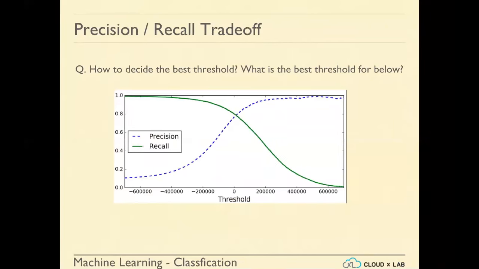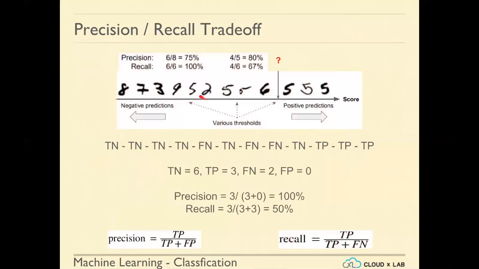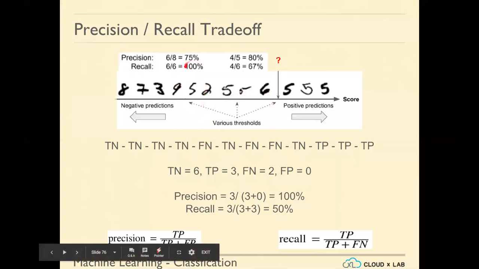Also please note that as we keep on increasing the threshold, as the precision is improved, the recall rate drops down. That's what we try to show here. As we try to increase the threshold, the precision improved from 75% to 100%, while the recall rate dropped from 100% to 50%.